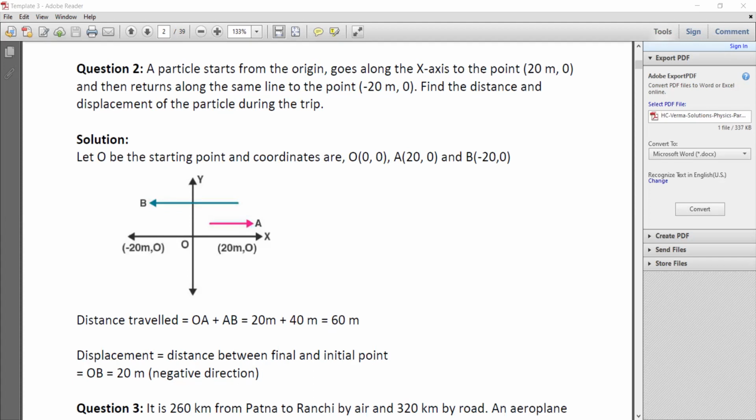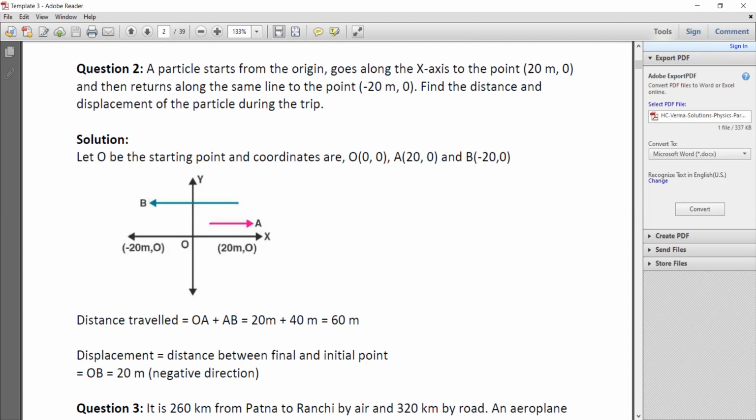Question 2. A particle starts from the origin, goes along the x-axis to the point (20 m, 0), and then returns along the same line to the point (-20 m, 0). Find the distance and displacement of the particle during the trip.